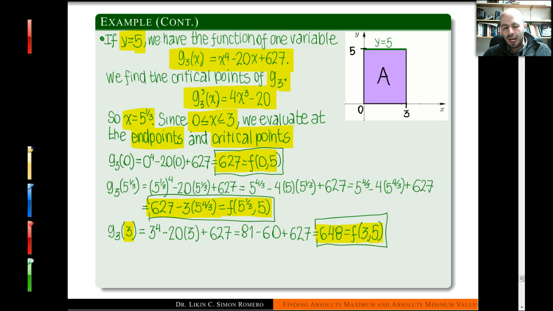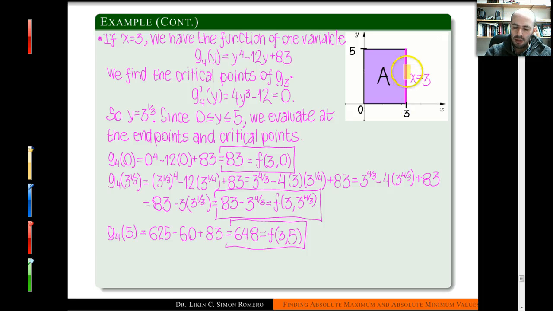Finally, we're going to do the last boundary, and it's going to be the line segment x equal to 3 when y goes from 0 to 5. So we have x equal to 3, we end up with this function. We find the critical points by taking the derivative, setting it equal to 0, and that gives you this particular critical point. So we have to evaluate at the critical point and at the endpoints. At the endpoint 0, we obtain f of (3, 0), that is 83. Again, we already computed that one before.